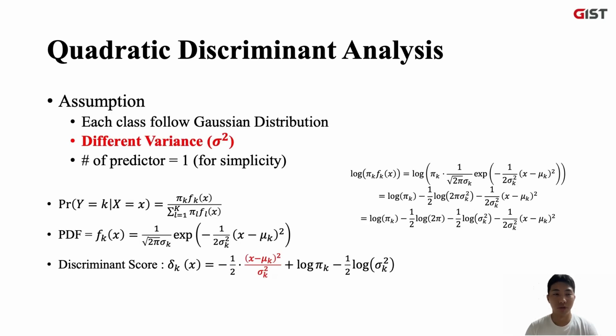Now let's move on to quadratic discriminant analysis. As the name quadratic implies, the decision boundary is no longer linear, but rather takes the form of a quadratic curve.